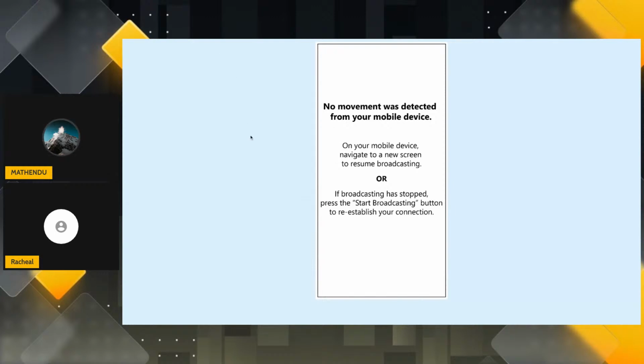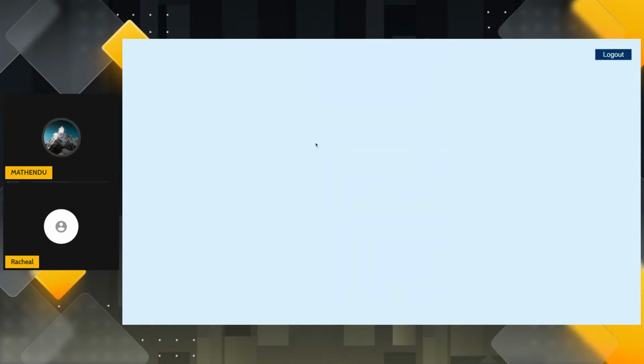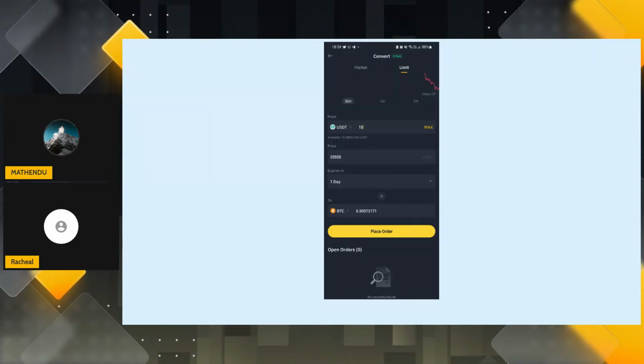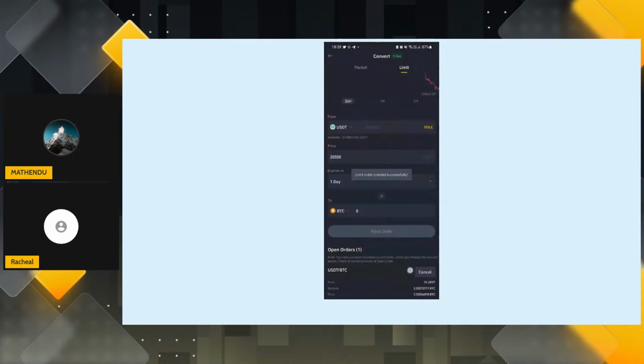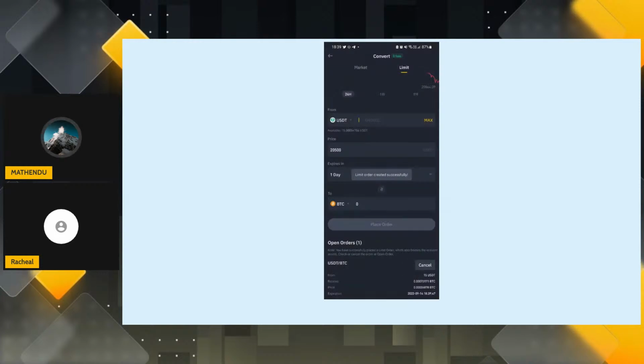Again, it seems my mobile has a bit of issues right here, but we are back. So you can now click on when you want it to expire, and now select the asset and then place the order, and a limit order will be created right here. You can cancel it anytime, but it also expires after 1 day as we've set it. So this is one of the ways, an advanced way, to use the convert option.